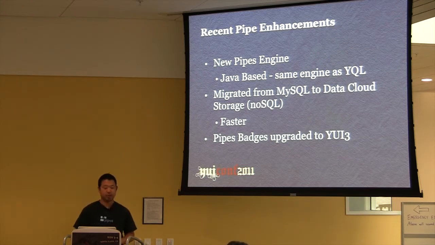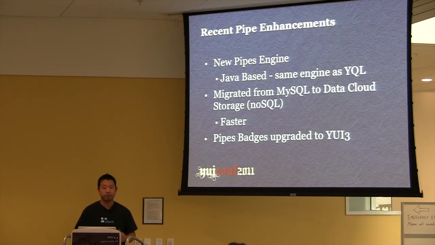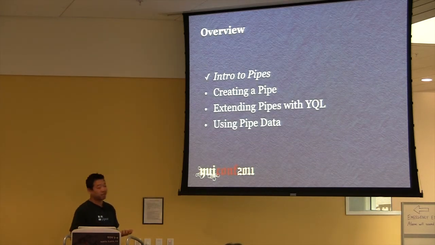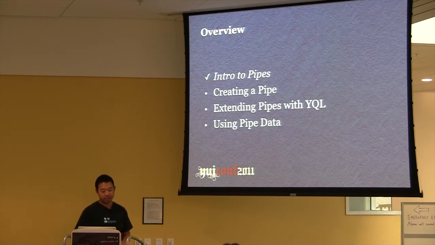And we also upgraded the pipes badges to YUI3 just to make it more current and more stable. Pipes badges are these snippets where you can put the list, map, or image views onto your website or blog. It's just an easy, convenient way of doing that. So that was a brief introduction on pipes. There's many, many talks about pipes if you want to kind of dig further.